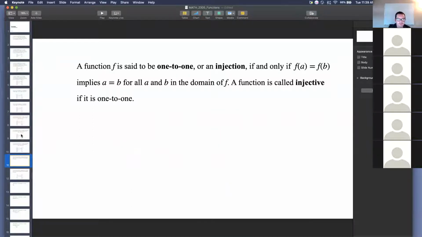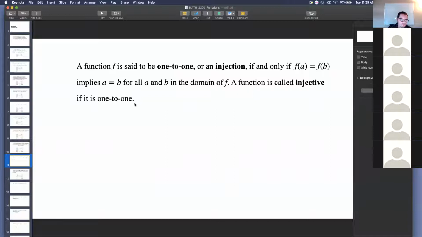So let's move to our first familiar definition. A function is said to be one-to-one or an injection if and only if f of a equals f of b implies a is equal to b, for all a and b in the domain of f.